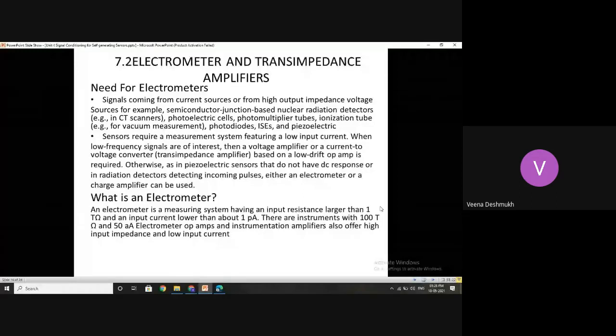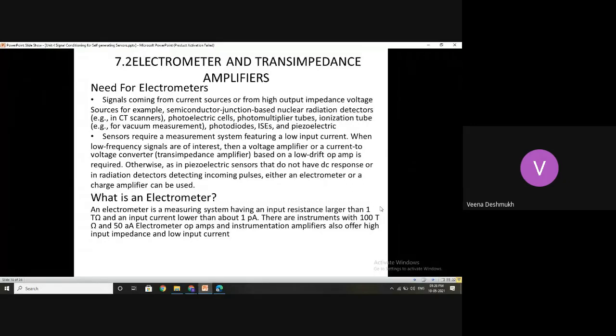So here, electrometers and transimpedance amplifiers are improved versions to improve the input impedance and output impedance factors. Now what exactly are these electrometers? The thermocouple and all, they give us the sensed parameter in terms of EMF.